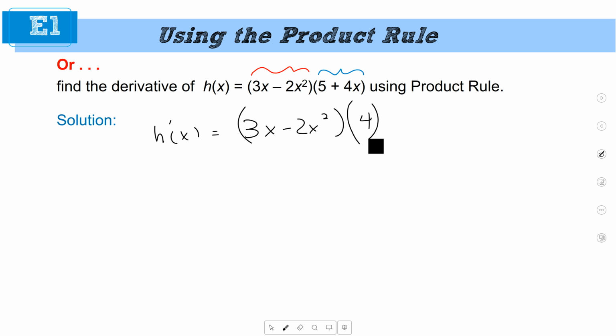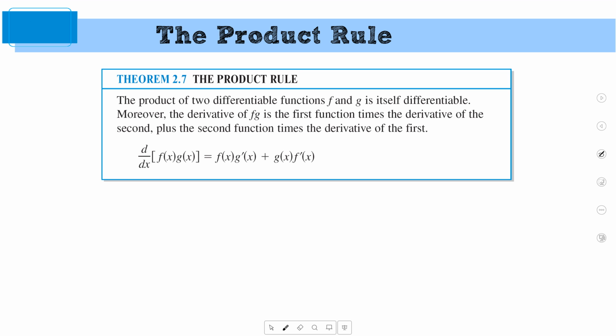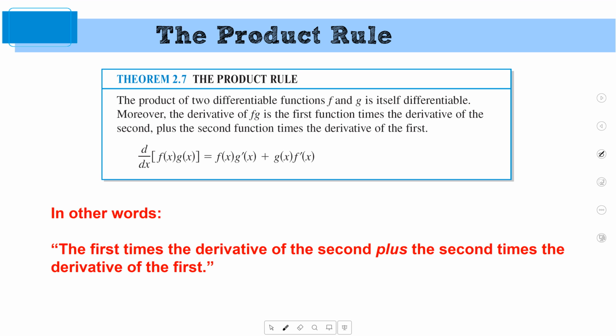4. Not very exciting, but true. Plus the derivative of the first, 3 minus 4x, times the second. All done. Let me say that again. Actually, I'll click so that you can see it while I'm reading it to you. The first times the derivative of the second plus the second times the derivative of the first.